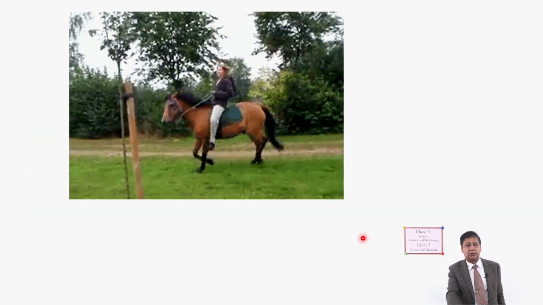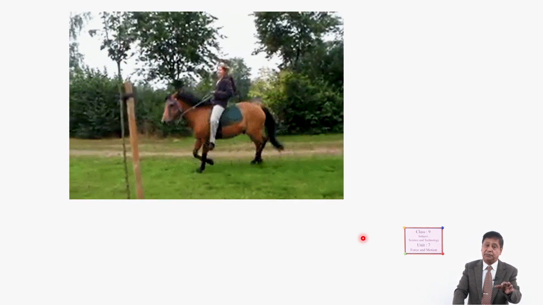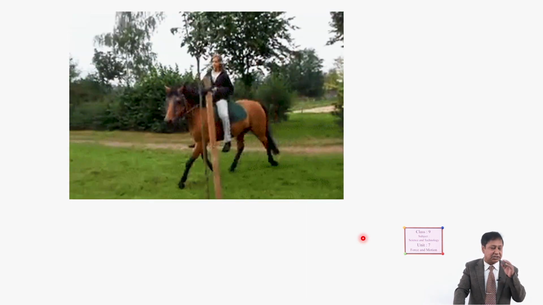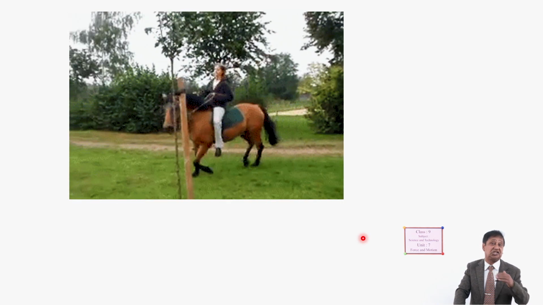Now look at this also. Both of them had inertia of motion, the rider and the horse, but the horse came to rest by stopping its body on the ground, while the rider was in motion, so she continued her state of motion in a straight line, so she fell down.